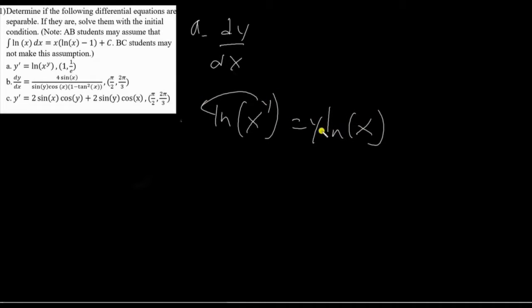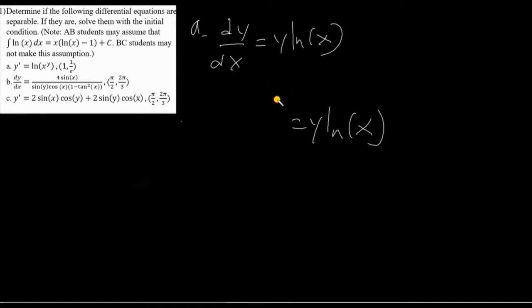We have dy/dx is equal to the natural log of x to the y, and our initial condition. When you see y prime, just note that means dy/dx. It's just in that alternate notation to confuse you. And then you should know the logarithm property for exponents. If you have something like this, you can just bring the exponent down and you get y ln x. So this is equal to y ln x.